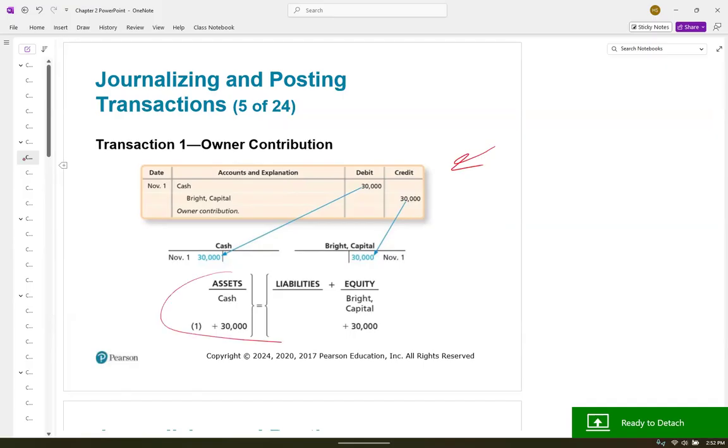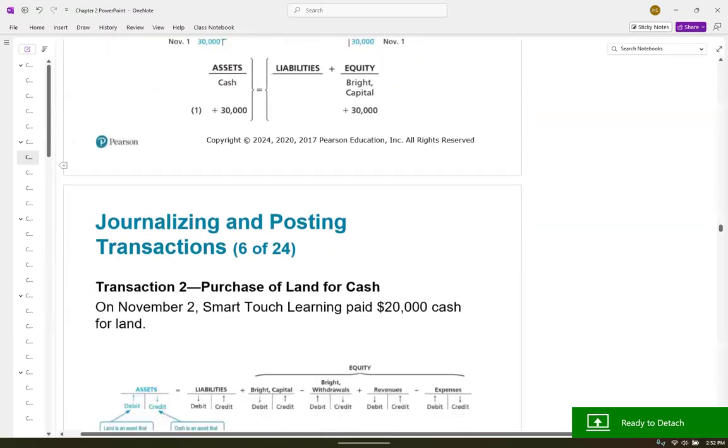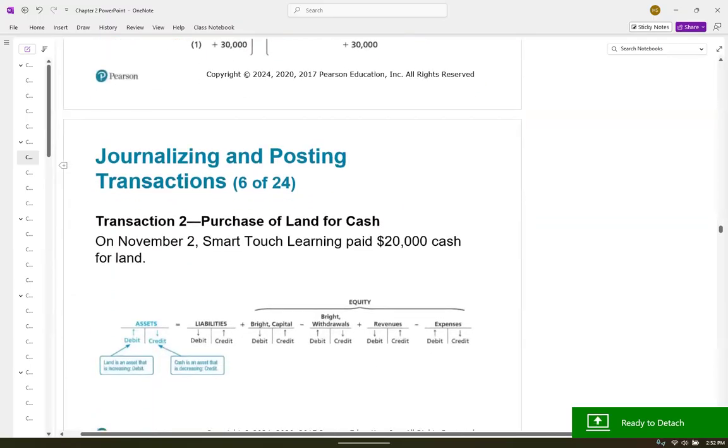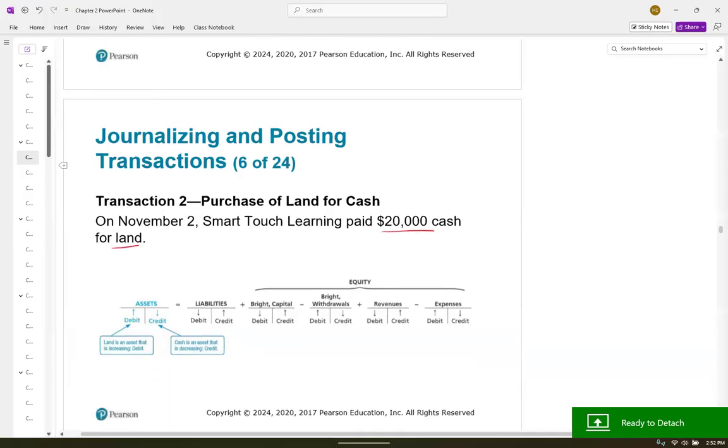We did this right here in the previous chapter. We already did that. Okay. So those entries that we've already gone through, that's why I like that they use the exact same problem, because we've already done that under transaction analysis. Now we're learning to make journal entries. Okay. So now let's do number two. Number two, we purchased some land for cash. So cash went down 20,000 and land went up.